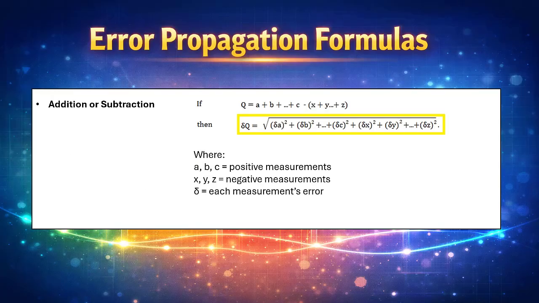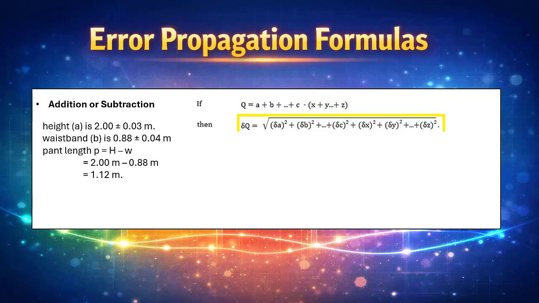Let's take a look at the addition and subtraction formula. A, B, and C are positive measurements. X, Y, and Z are negative measurements. Delta is the error associated with each measurement, the absolute error. Delta A is the uncertainty associated with measurement A. Delta B is the uncertainty associated with measurement B, and so on.